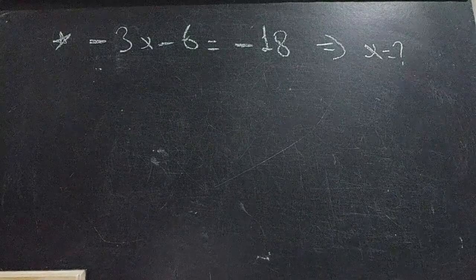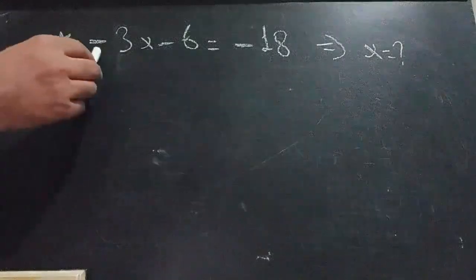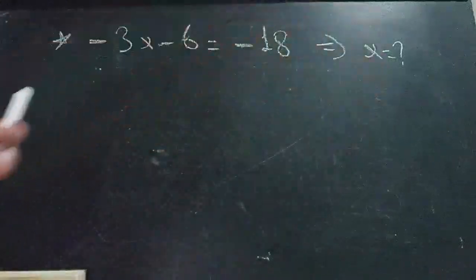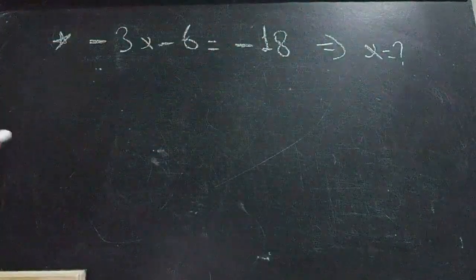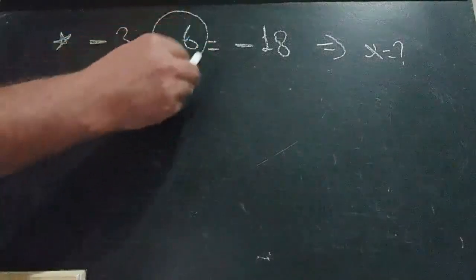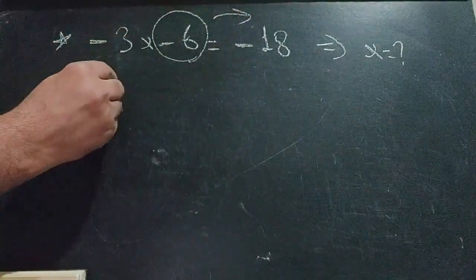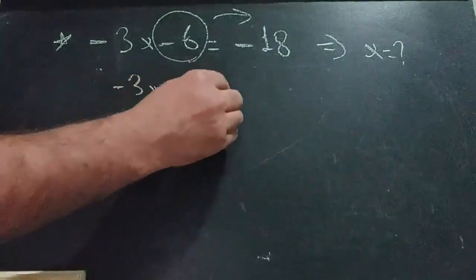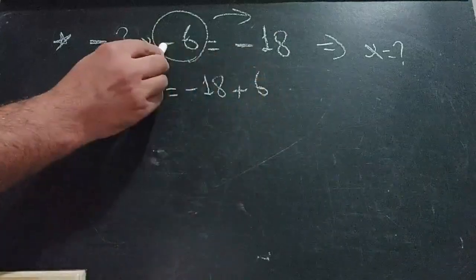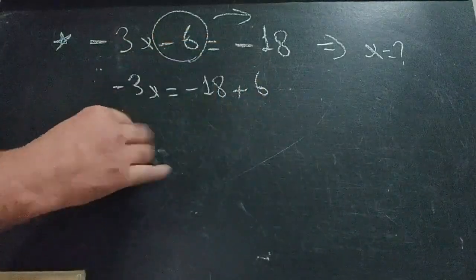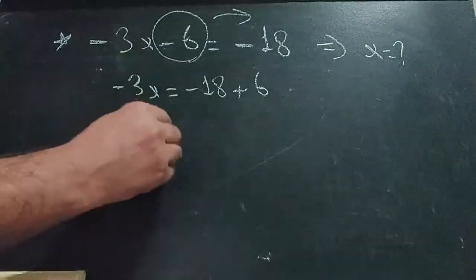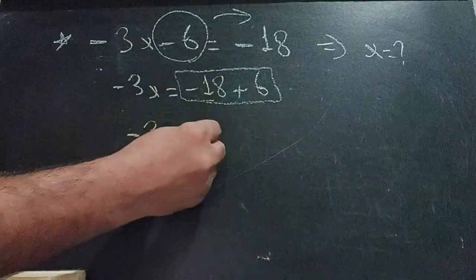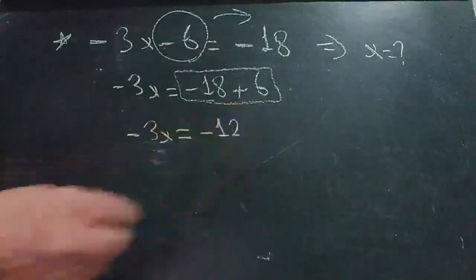All right, now let's have a look at this question. So negative 3x minus 6 equals negative 18. What is the value of x? Okay, take this one to the other side first. That will be negative 3x equals negative 18 plus 6. This became addition. Then you will get negative 3x equals, from integers, negative 12.